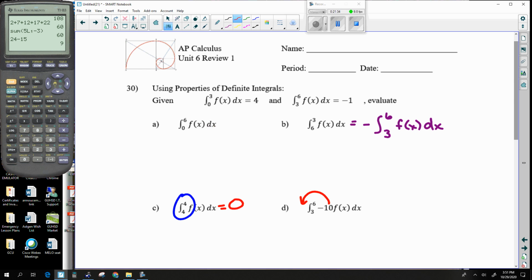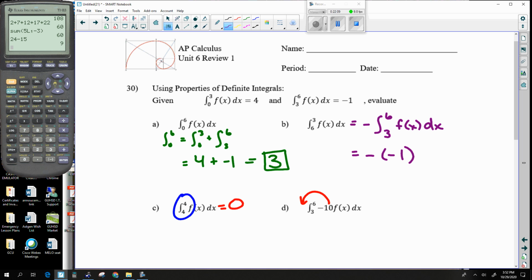All right, so let me write it a little bit better here. So 0 to 6 is equal to 0 to 3 plus 3 to 6. This is a very shorthand version of it. And so 0 to 3 I see is 4. 3 to 6 is -1. So this is going to be equal to 3. Okay, 6 to 3 is the same thing as a -3 to 6. I couldn't have written it better right there. And so -3 to 6 would be -1. So that's going to be equal to a +1.